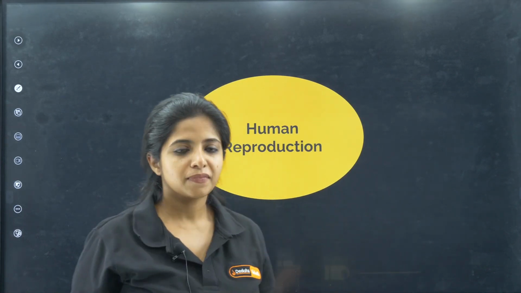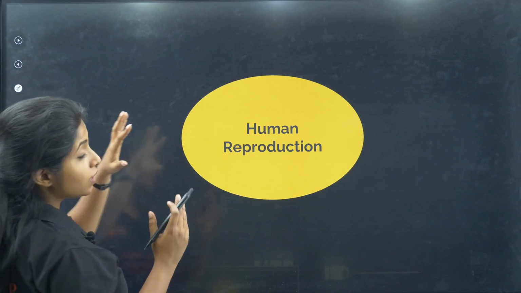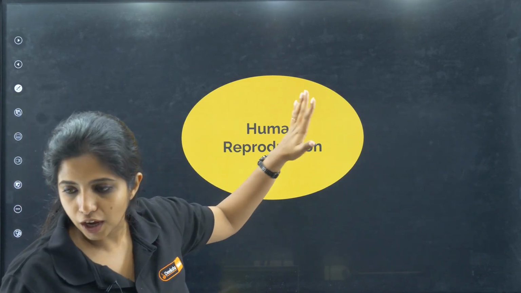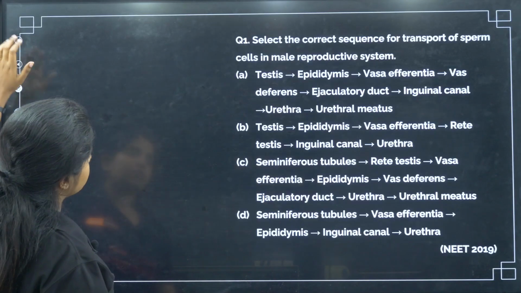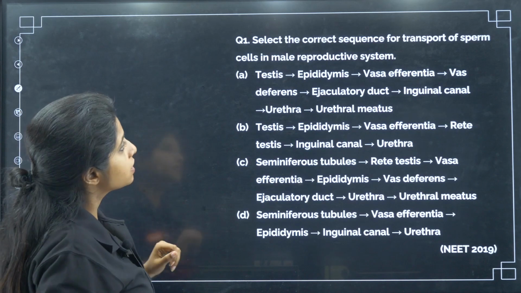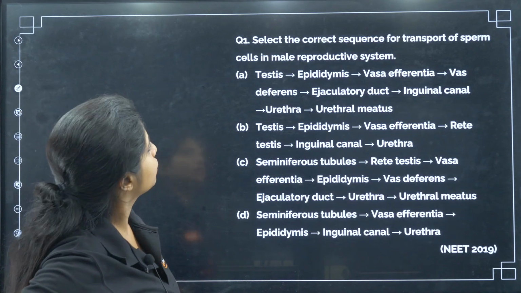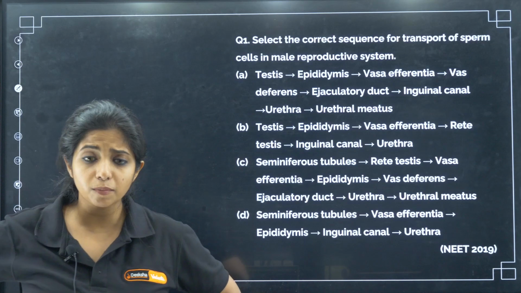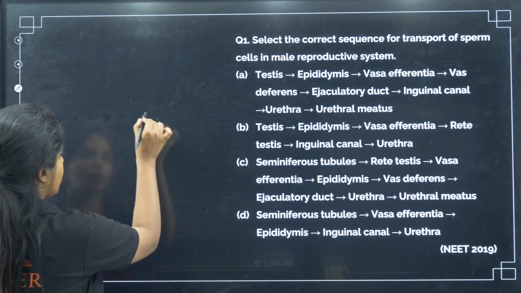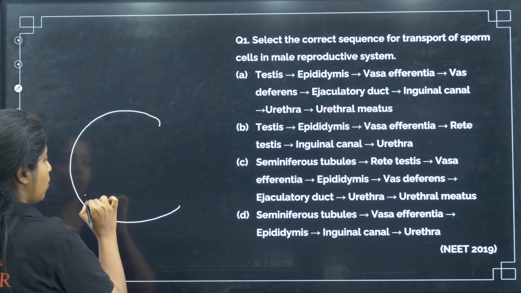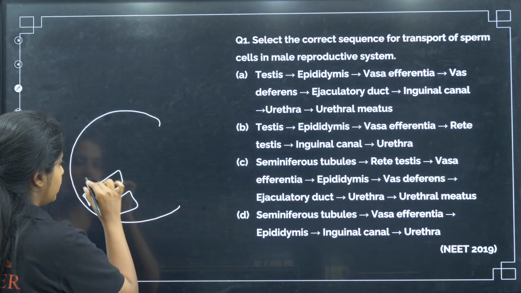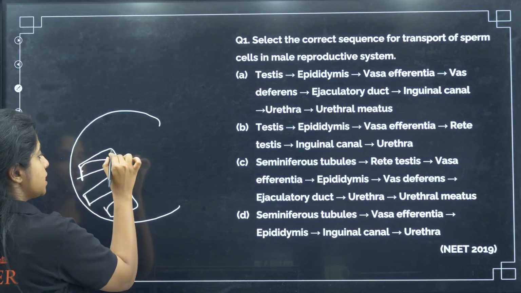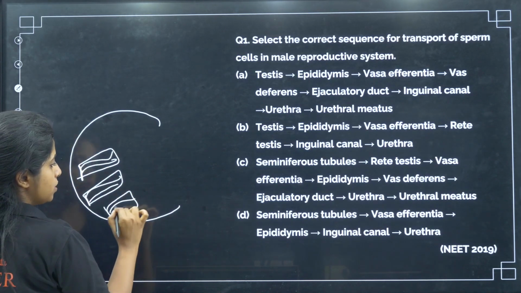Now going ahead with the next chapter, which is a very important chapter, that is human reproduction, my dear children. Let's get into it. First question: select the correct sequence for transport of sperm cells in the male reproductive system. In the male reproductive system, my dear children, what do you have? You have testes. In the testes, you have what? Testicular lobules. Agreed? Inside that, you have seminiferous tubules. Agreed?